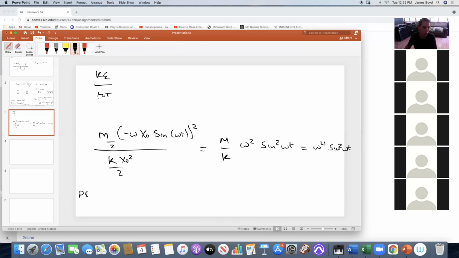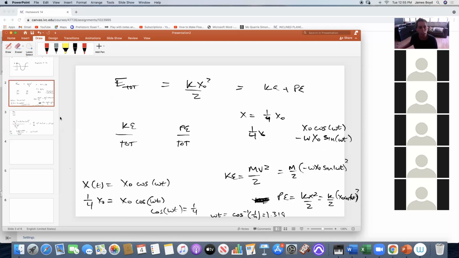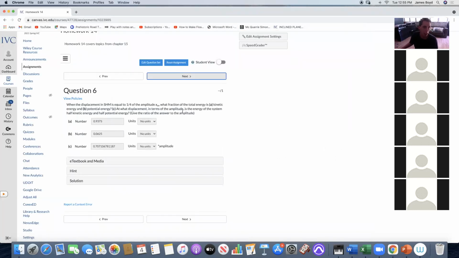And then for potential energy over total, you would have k x naught squared cos squared omega t over 2 divided by k x naught squared over 2. So you would just get cos squared omega t as that ratio. Got to find omega t though, using that first bit of information as we did right here. Okay. It's a bit of a pain, but then it wants to find the displacement in terms of amplitude.